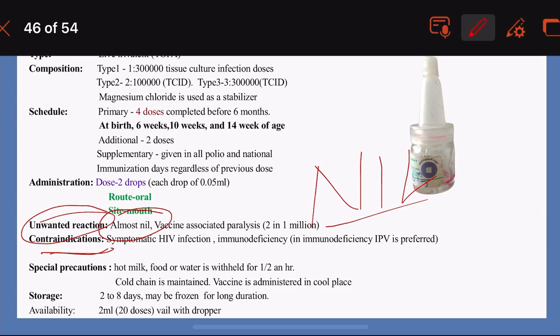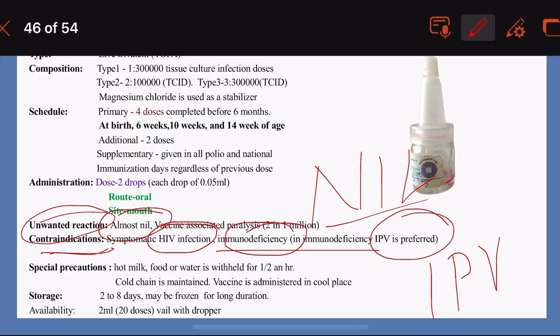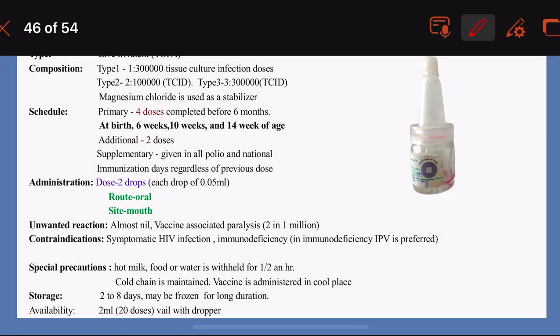The contraindications are symptomatic HIV infected individuals and immunodeficiency. In immunodeficient individuals, IPV is preferred. Inactivated polio vaccine is preferred rather than OPV. IPV is given in immunocompromised individuals to prevent the adverse reactions.